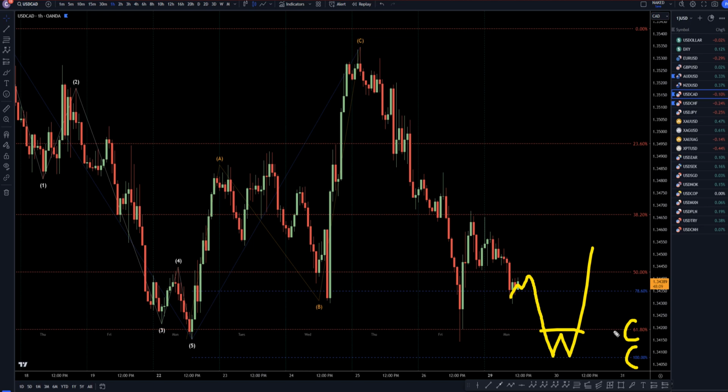And if we do get a big bounce to the upside at one of these fib levels, then that's pretty much going to prove to me that it is a wave C and that we need to start looking for longs again for the continuation of the uptrend.